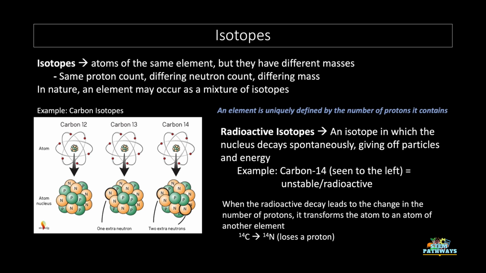Radioactive isotopes are those in which the nucleus can decay and give off particles and energy. Radioactive isotopes are of major biological importance because they become atoms of another element during the decaying process if a proton is lost, as seen here with carbon-14 turning into nitrogen-14 through the loss of a proton. Radioactive isotopes are very useful in biological and biochemical research as well as in medicine. The next slide shows some more examples of isotopes and radioactive isotopes to put into perspective that these concepts are applicable to everyday life.